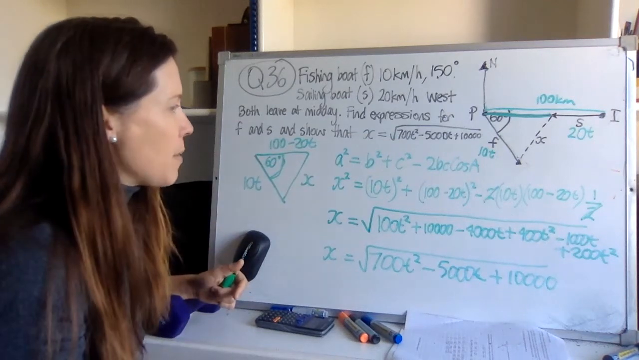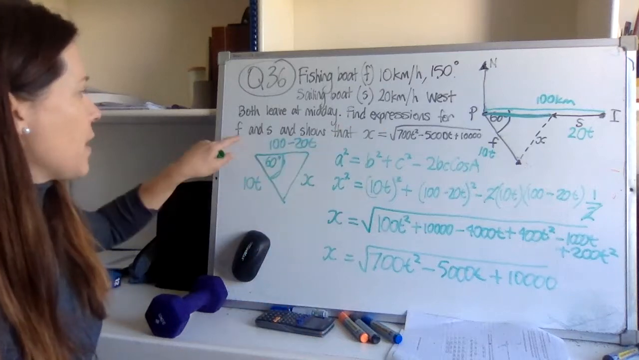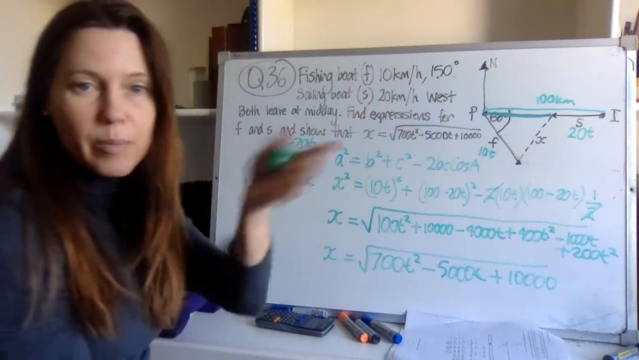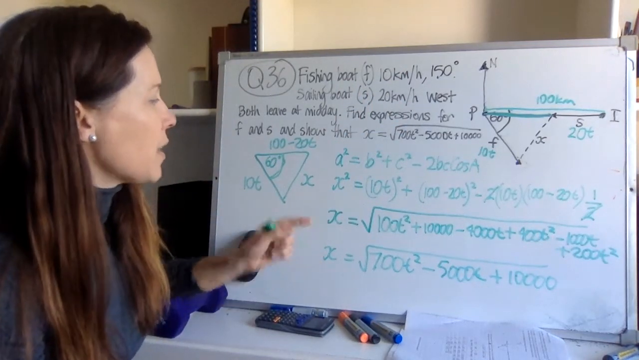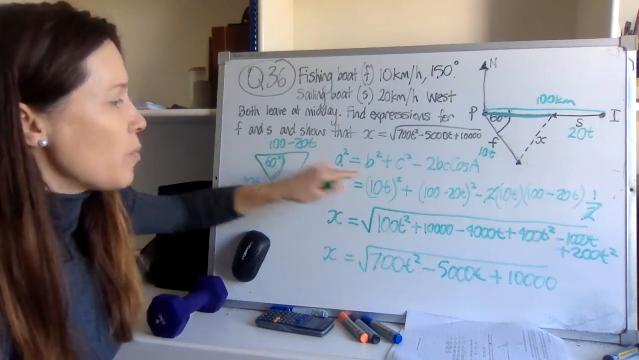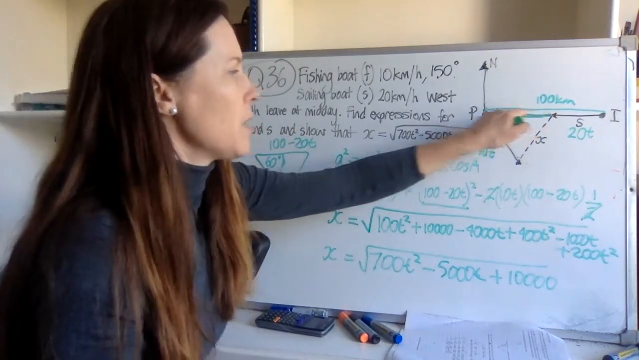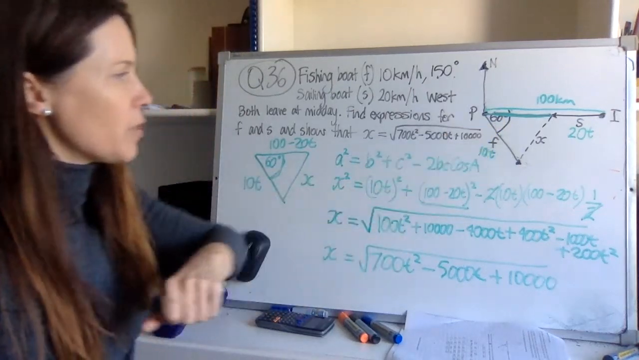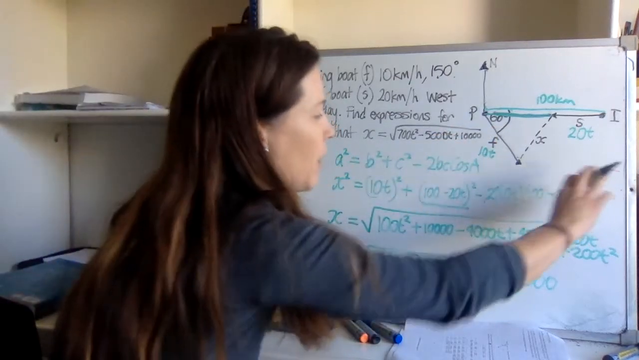This question's worth 3 marks. So 1 mark would be for finding the expressions for f and s, and getting that 10t and that 20t. So that's quite simple for the first mark. The second mark would be for actually finding that you need to use the cosine rule and putting the right bits in. So the right bits would be working out that you needed that 100 minus 20t, because that was an extra thing that we needed to figure out. And we also needed to figure out that this angle was 60, so there was a little bit of work to do for the second mark, finding 2 of the parts and putting it all into that correct format.